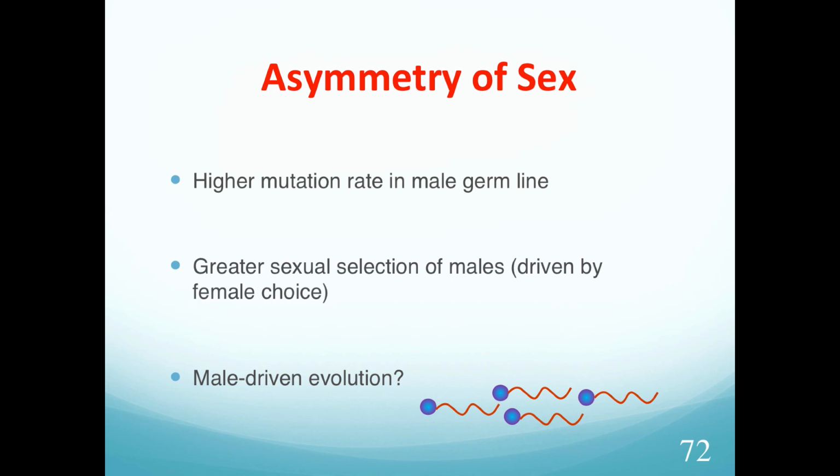So if males are experiencing a higher mutation rate in the germline and are also undergoing most of the selection, and we'll talk about sexual selection in a future lecture, then it's possible to conceive of the idea that males are driving much of the evolution that we see in human populations.